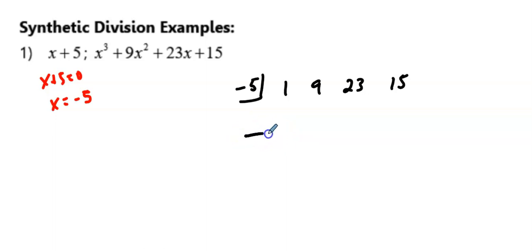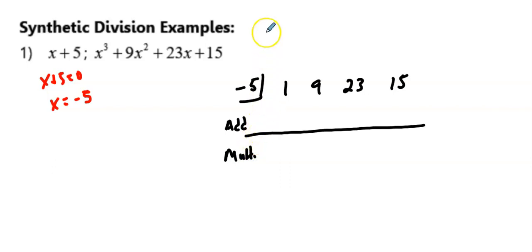So we have two different levels. On this second level, each value here we're going to add, and on the bottom we're going to multiply. The first number will always get dropped, so 1 always comes to the bottom in this case. It could be any value though. Now we're going to multiply any value that's down in this third level by negative 5. So 1 times negative 5 is negative 5.